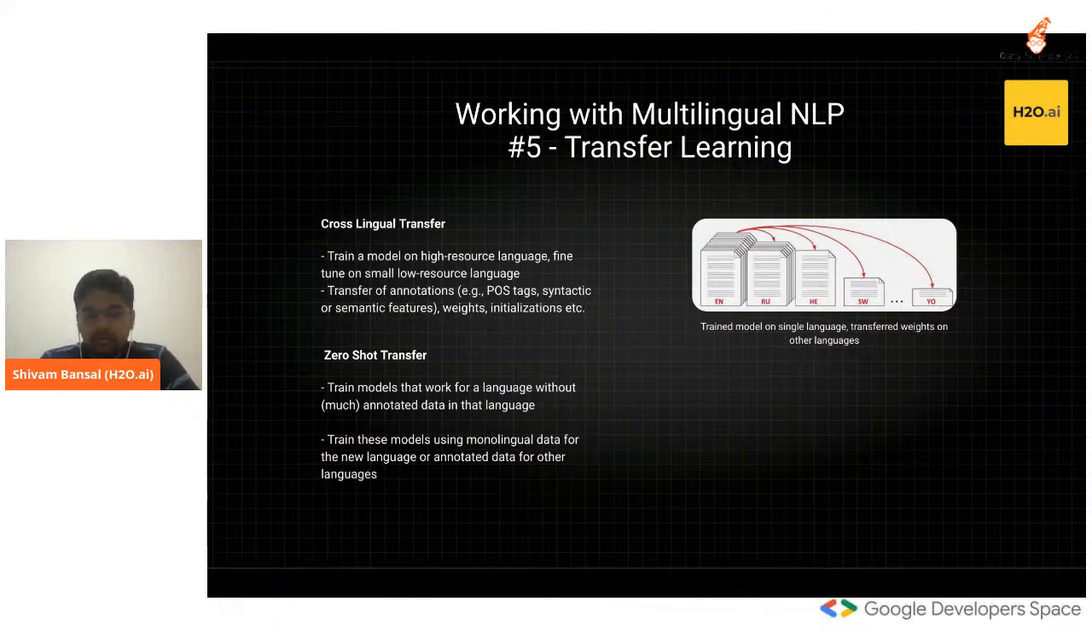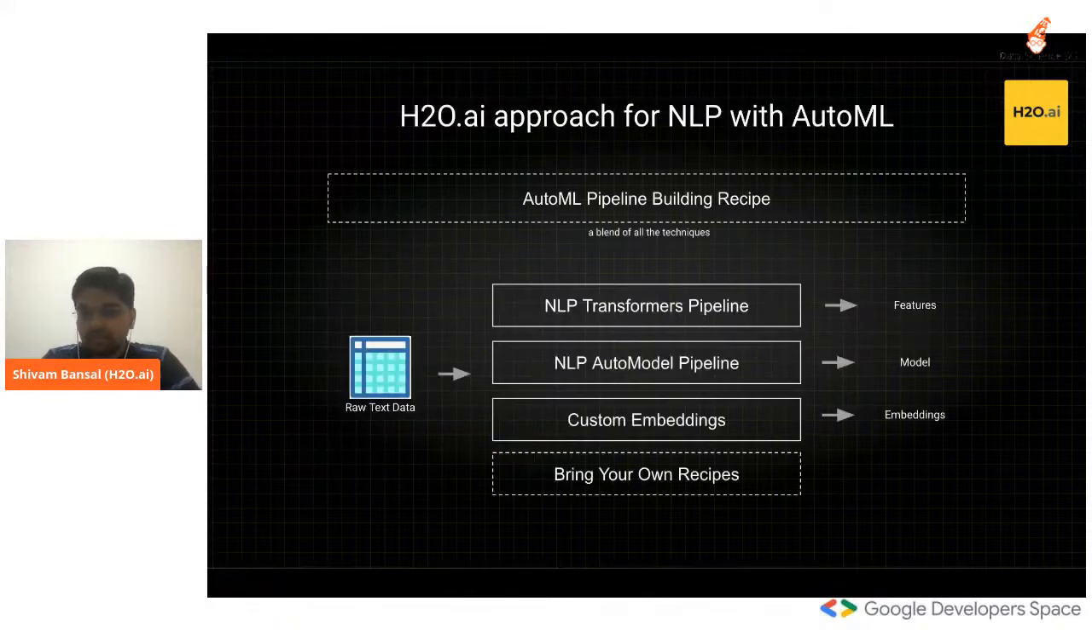So far I have discussed all these 5 techniques to work with multilingual NLP, and these are the general techniques that we as a company have also incorporated in our platform, in our AutoML, where we have blended all of these techniques.